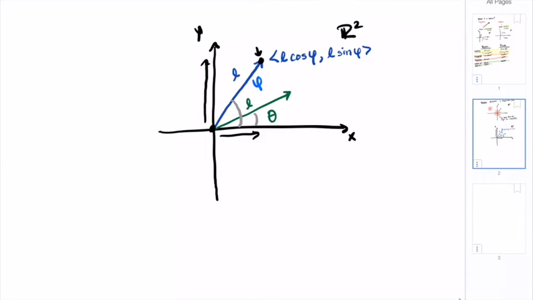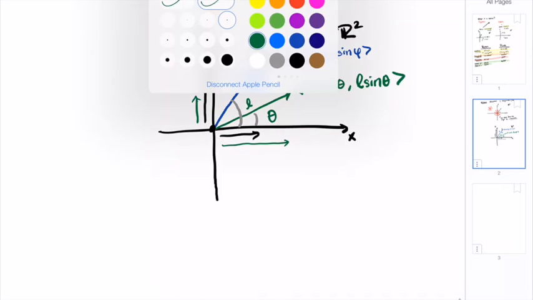Similarly, for the green vector, I'm going to consider how far I moved in the x direction and how far I moved in the y direction. And I can capture that with all the information I have. That's again going to be L cosine theta, and L sine theta. So my direction is really well captured by the angle that I have.